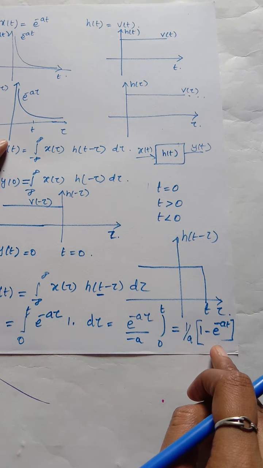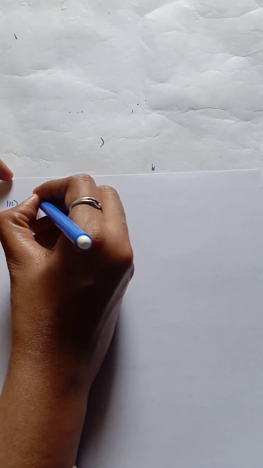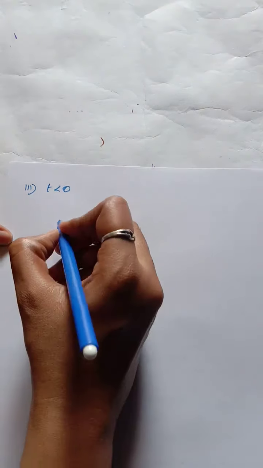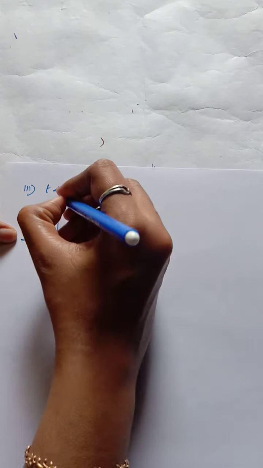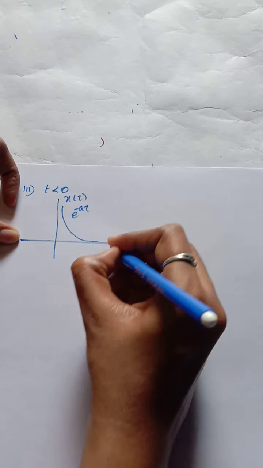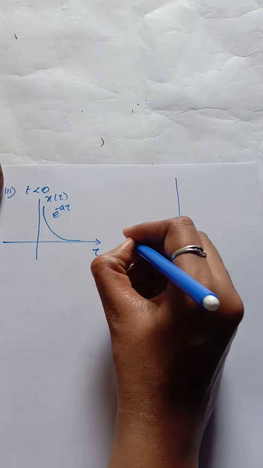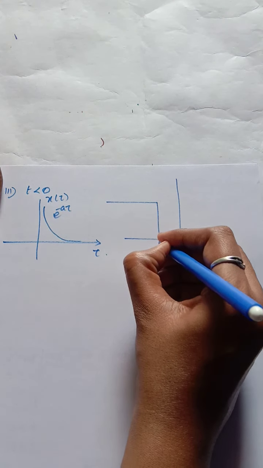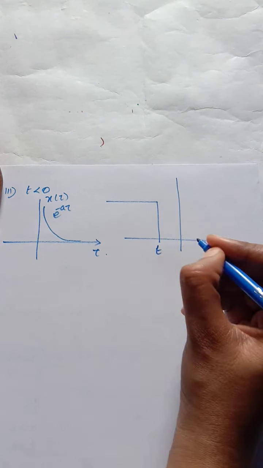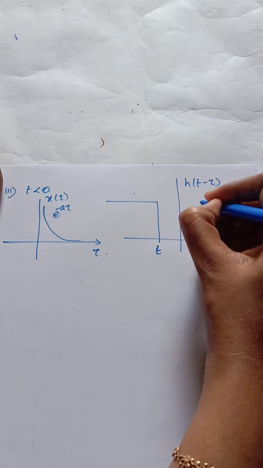Okay, so this is what the answer for this. Now here what we need to do is we need to consider the third case, that is t less than 0. In this, t less than 0 means first you have to consider x of tau, which is one exponential e power minus a tau. Here it is tau, and t less than 0 means here you will shift the signal towards the negative side, that is here t will come on the negative side, which is nothing but h of t minus tau for t less than 0.